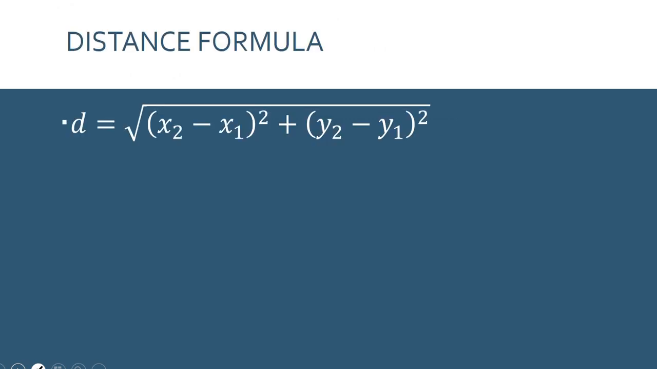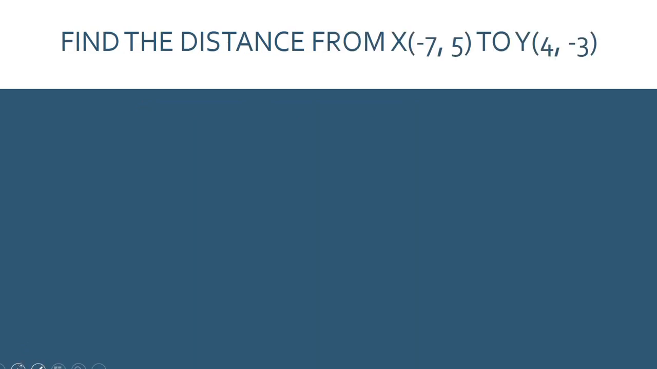Then we're going to look at the distance formula. And this is something you should have seen as well. So the difference between the x values squared plus the difference between the y values squared. So let's take a look at a problem here. Let's say that I have these two ordered pairs.